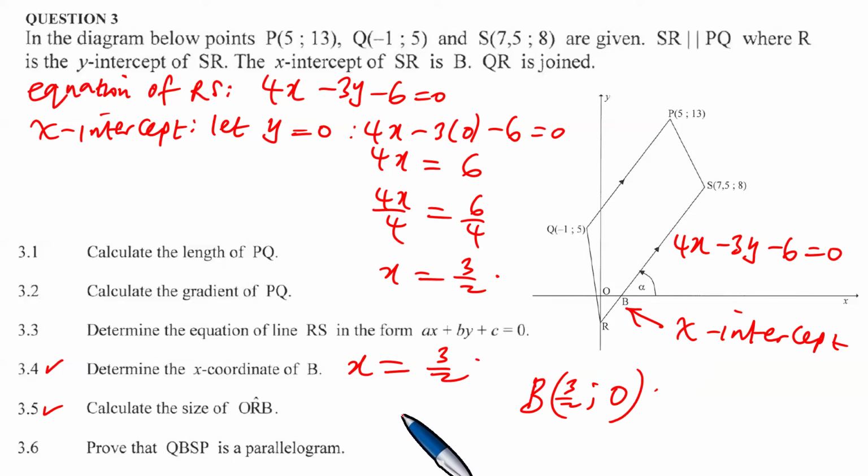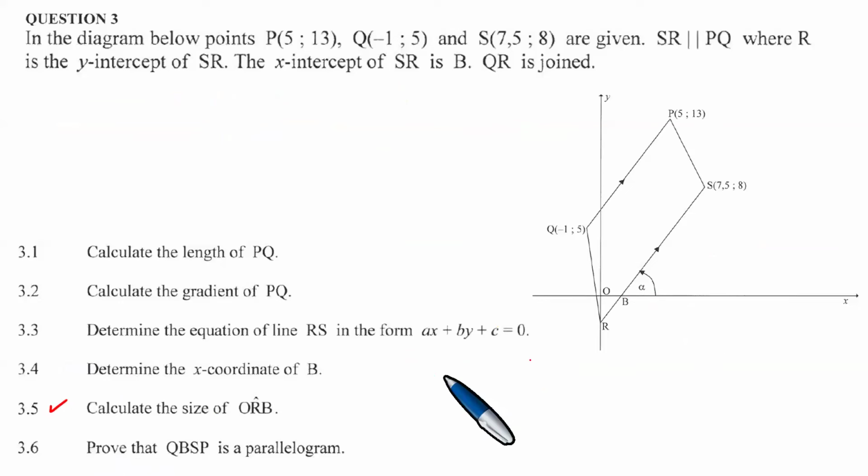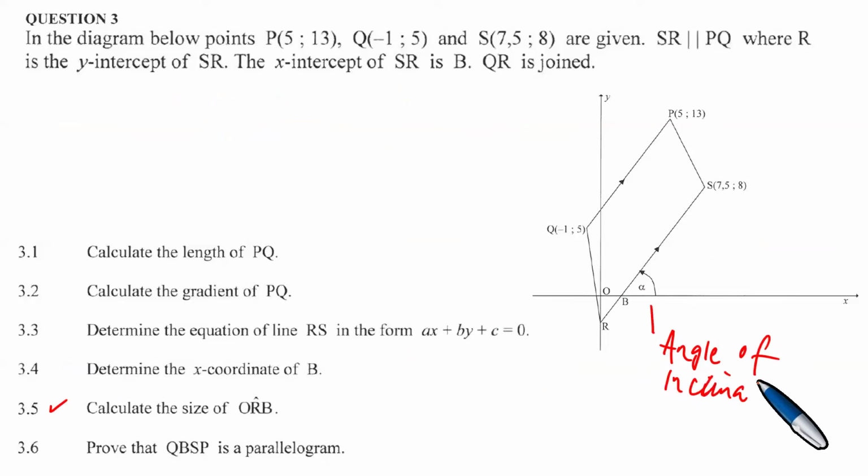We find it step by step as follows. Right, so to find the size of the angle ORB, we proceed as follows. We first have to find the angle alpha. The angle alpha is called the angle of inclination of the straight line. How do you find the angle of inclination? We use the tangent formula.